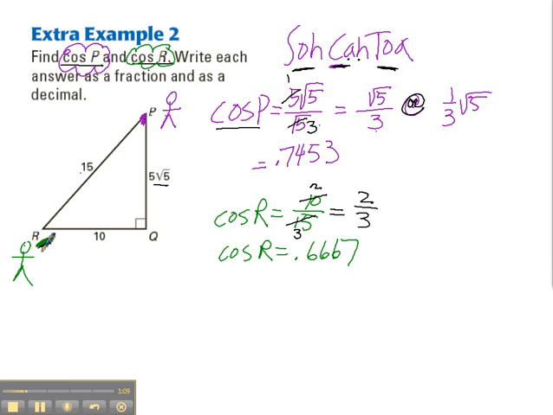Cosine R is my little green guy. My little green guy is going to be adjacent to 10, so it's adjacent over hypotenuse, or 10 over 15, 2 over 3. And if I put it into a 4-place decimal, it's 0.6667.